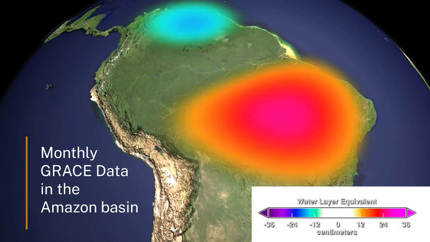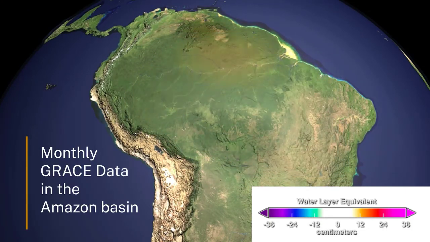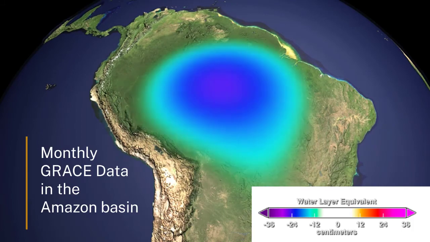But apart from ice sheets and glaciers, we can also detect trends in drought, and we can look at the wet and dry seasons in areas like the Amazon basin. We can see lots of interesting seasonal signals there.